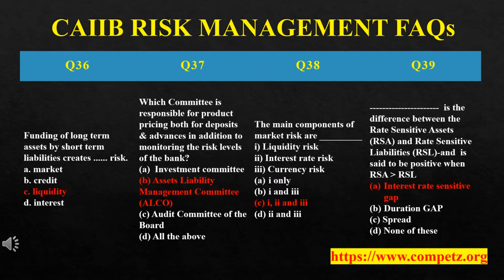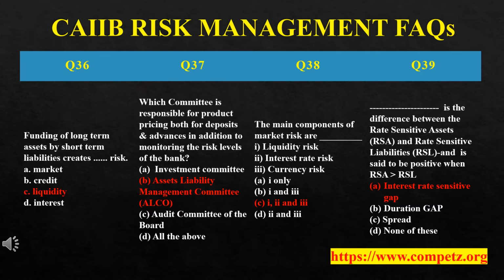Now see here, my dear friends. Now we are on the 36th question, question number 36. So read the question first. Funding of long-term assets by short-term liabilities will create dash risk. Which risk will it create? It will create a liquidity risk. But why will it create a liquidity risk?